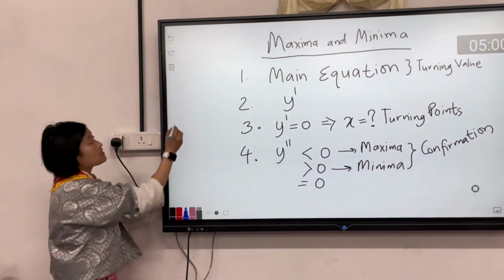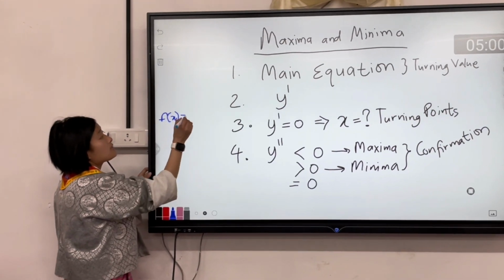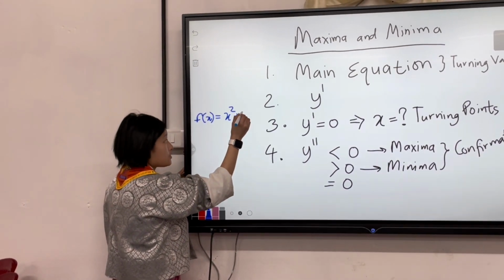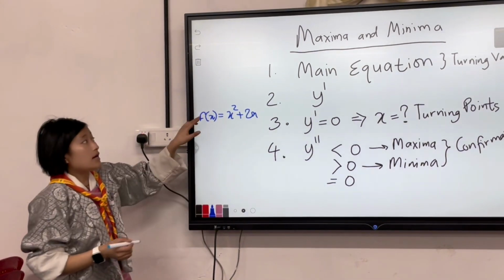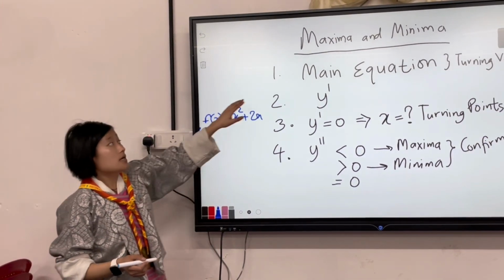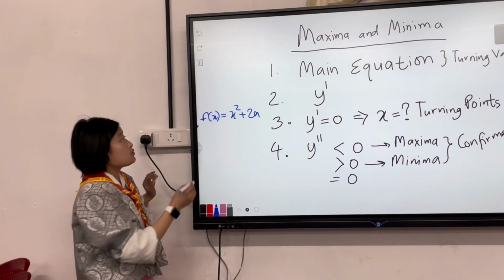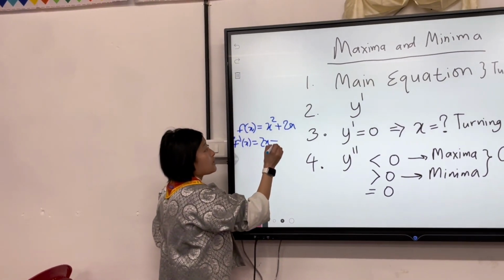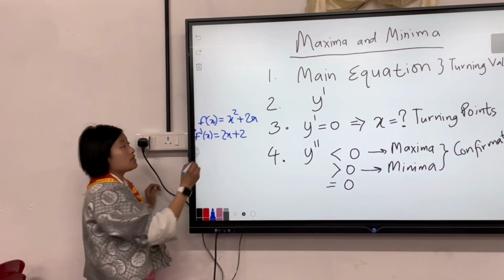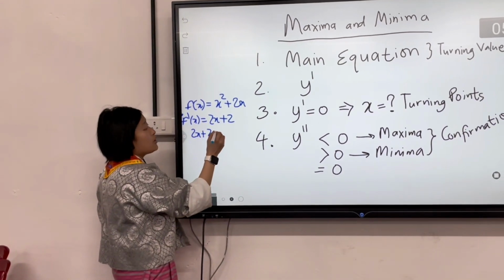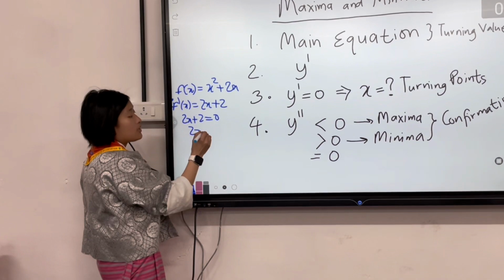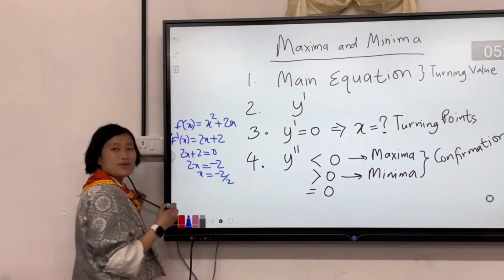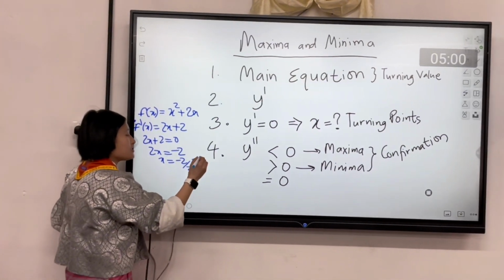Now a simple example, if I use a blue color, right? Let's say the function f of x, the main equation, is x squared plus 2x. Then I directly got my main equation. Then step number 2, differentiate it once. So you are getting 2x plus 2. What are you going to do with this? You have to equate it to 0 so that you will get the value of x. This is step number 3. So seems like the value of x is -1.